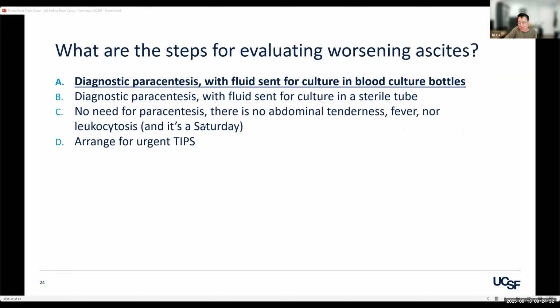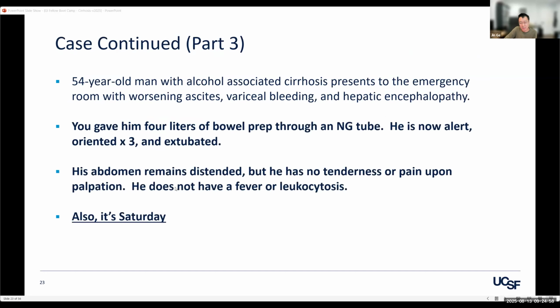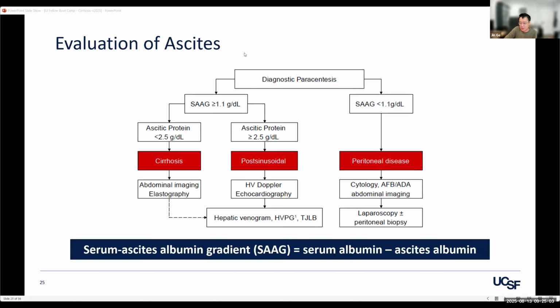Sorry, I think my slides are a bit messed up because the animations are basically executing. So what are the next steps for evaluating worsening ascites? The answer is already given to you. Basically, you want to do a diagnostic para with fluid sent for culture and blood culture bottles. And despite the fact it's a Saturday, you should still do the diagnostic para or try to convince the medicine teams into doing it.